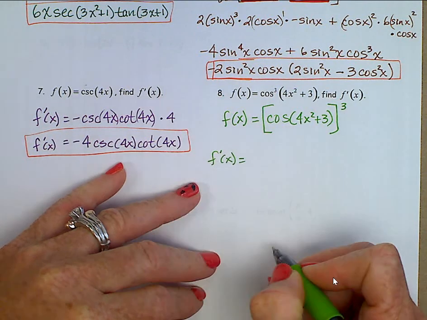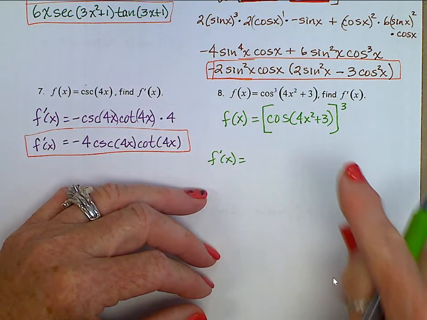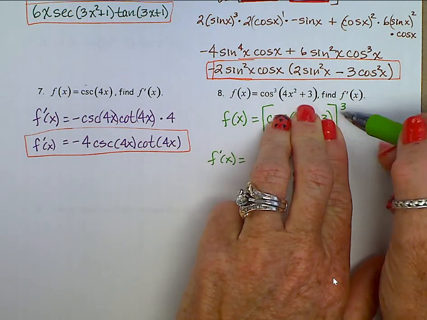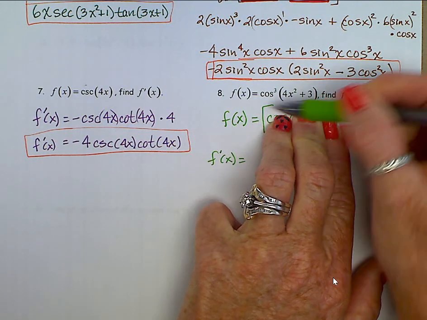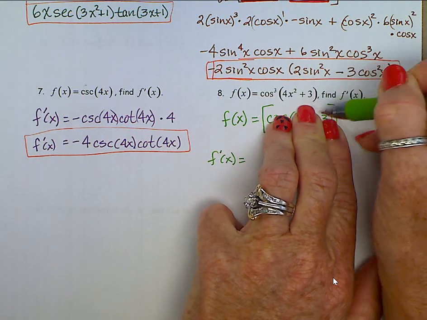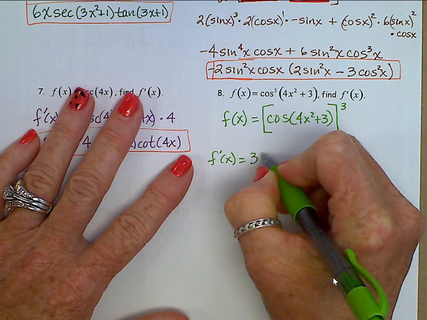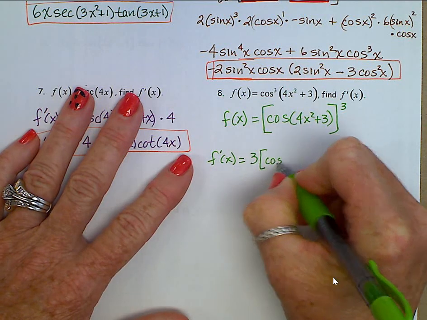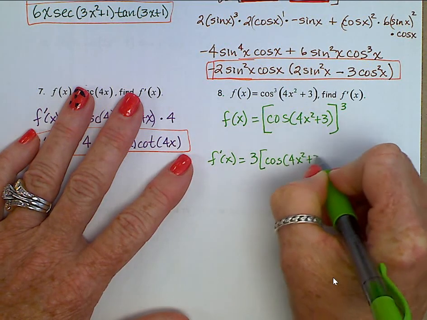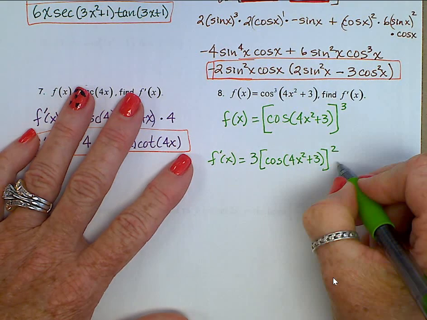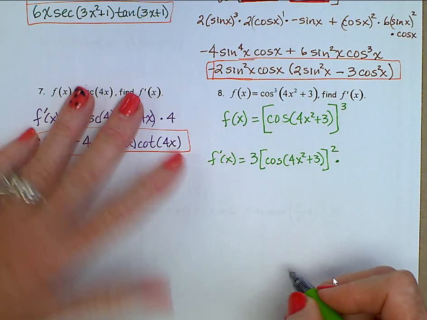All right, we start on the outsidemost function. The outsidemost function is this cubic. So do a derivative on a cubic. This 3 comes down in front. Inside stays the same, and that 3 up here turns to a 2. So we'll have 3 cosine of 4x squared plus 3, quantity squared, times, so we did the cubic.